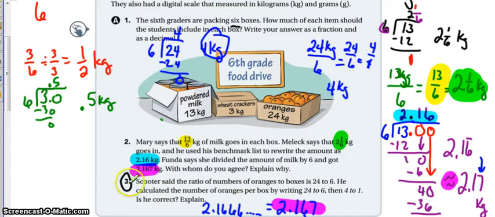So now what I would like for you to do before coming to class tomorrow is take a look at number 3 again and decide whether or not Scooter is correct in his ratio of oranges.